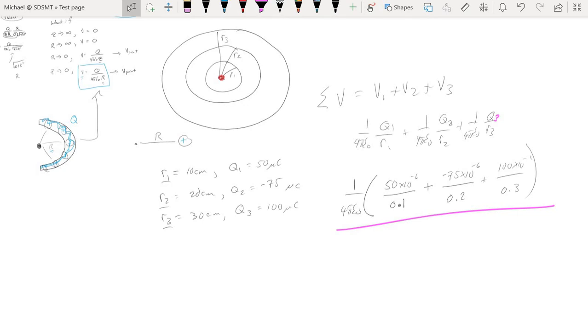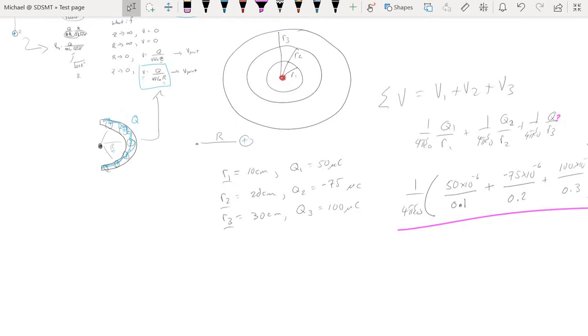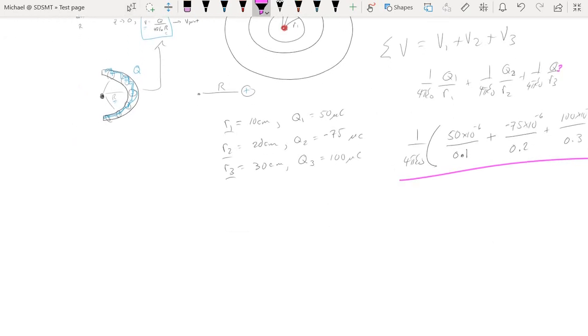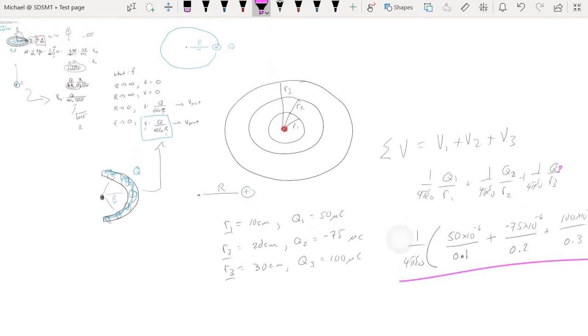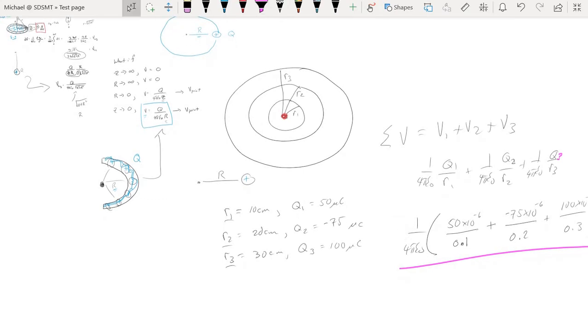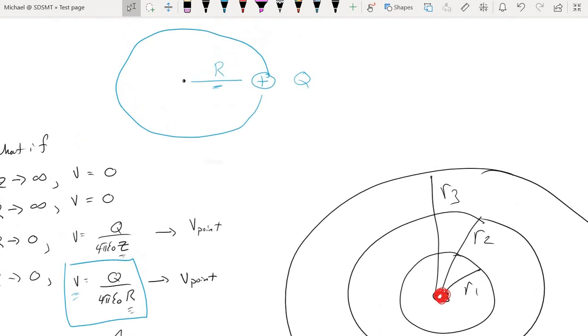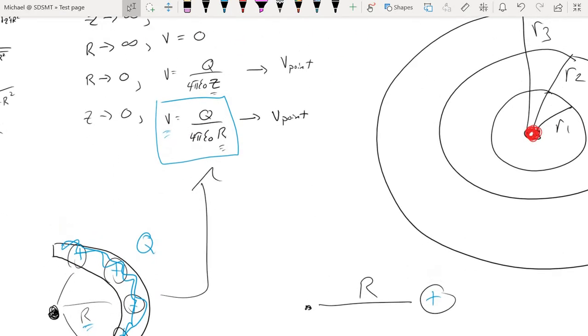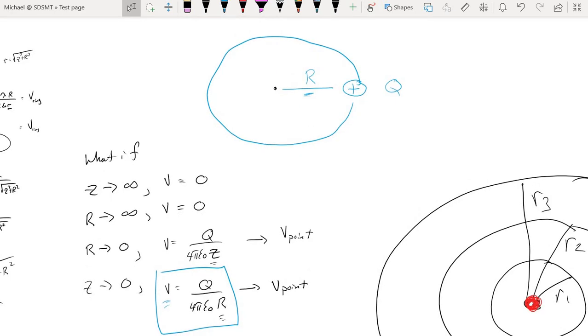My guess is, just because we've got a lot more positive charge, it's going to come out positive, but I won't jump to that conclusion until we've actually crunched those numbers. So a ring of charge, fairly straightforward. There really wasn't even any calculus that we had to do. All we had to do was add up the perimeter of our circular portion, and we were done.